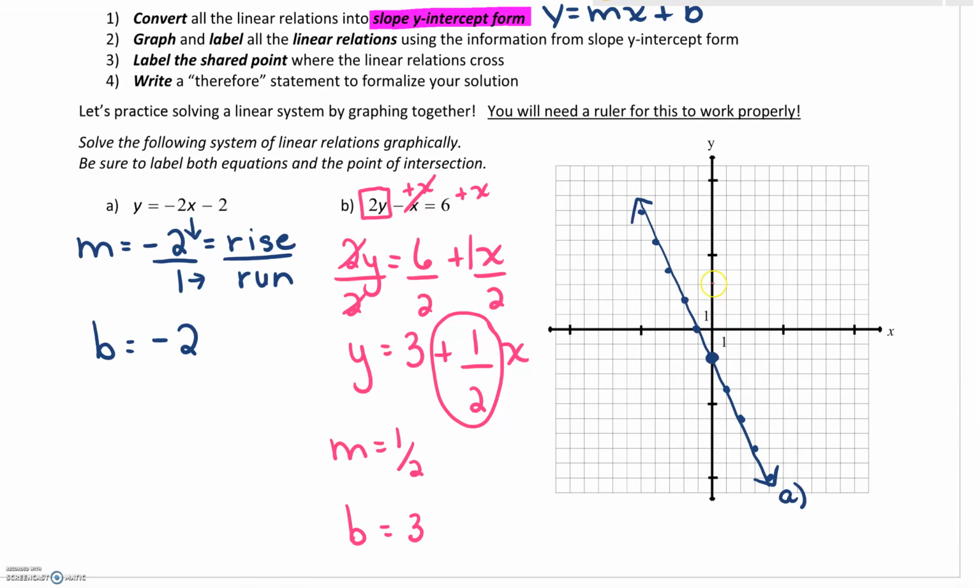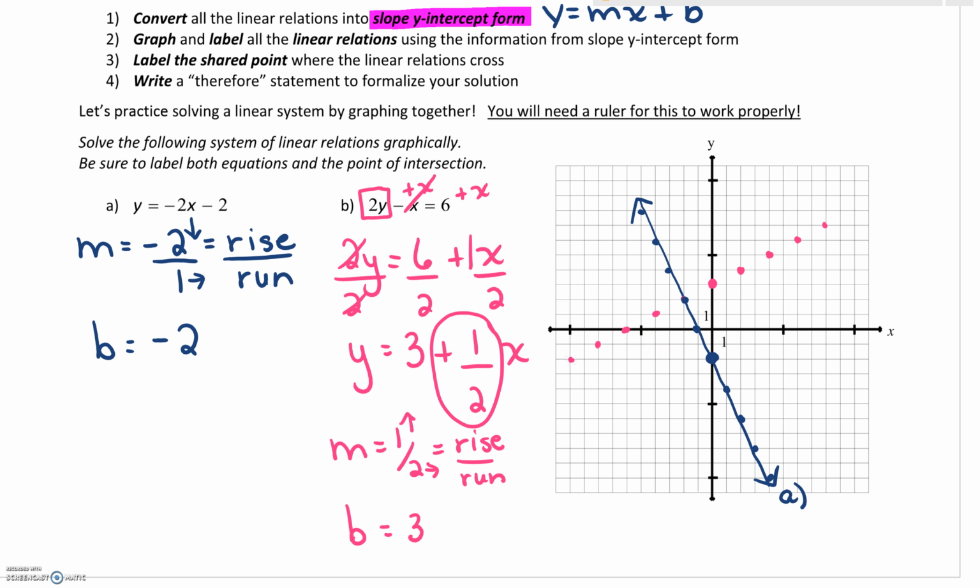So I can start my graph at y equals 3, y-intercept equals 3. Remember again that slope is rise over run, which means we're going to go up since the 1 is positive and run 2 to the right. If I do that and continue this pattern, it's not going to cross the other line. So I need to make sure that I go the opposite way. Instead of going up 1 and to the right 2, I'm going to go down 1 and to the left 2.